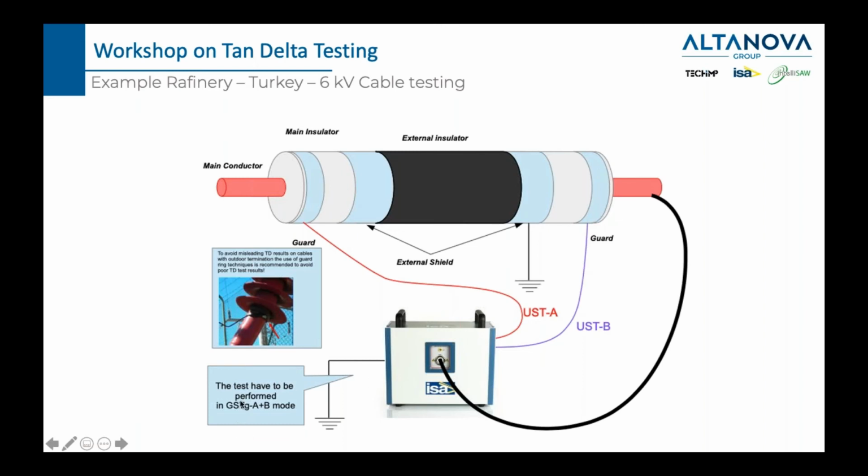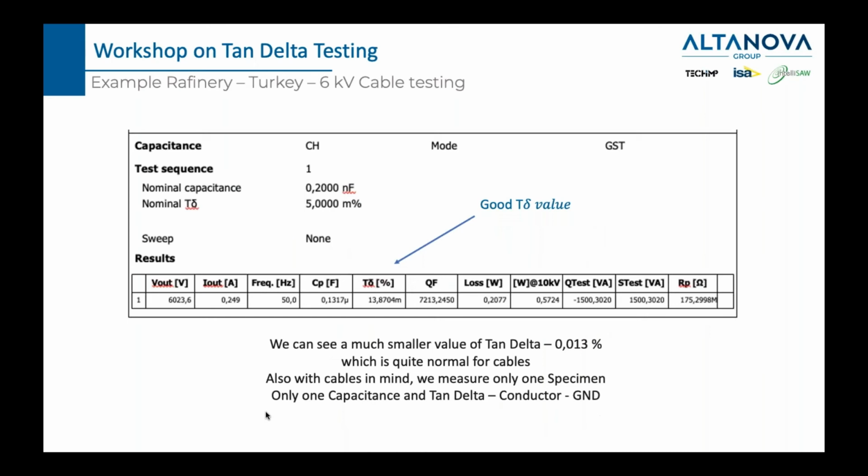We need to do a test in GSTg A plus B mode. You will understand what that is in just a few minutes. And the number which we've got is 0.013%, which is a very small number, and that's a good number for a cable. So you can also do a cable test. Of course, it depends on the length of the cable. If it's a few kilometers, then maybe we will not be able to charge the cable fully, but if it's a few hundred meters, probably yes.